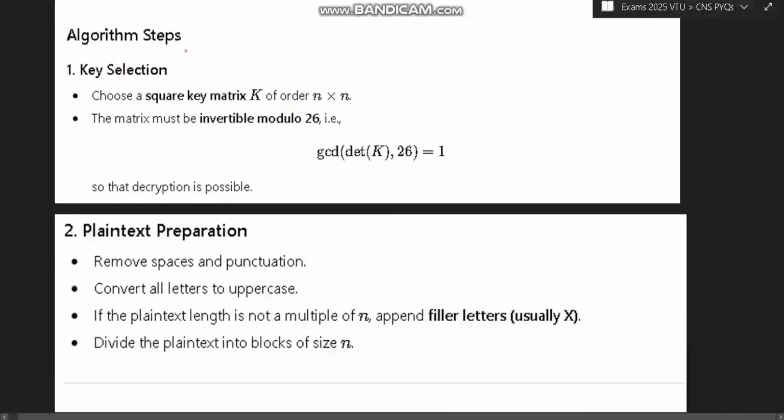Now the steps would be as follows. Key selection: choose the square key matrix K of order n cross n. It can be 3 cross 3, can be 2 cross 2, and invertible modulo 26. You have to choose a matrix that is invertible modulo 26. All the matrices are in modulo 26, so don't worry about that. You can take a 3 cross 3 or 2 cross 2 matrix.